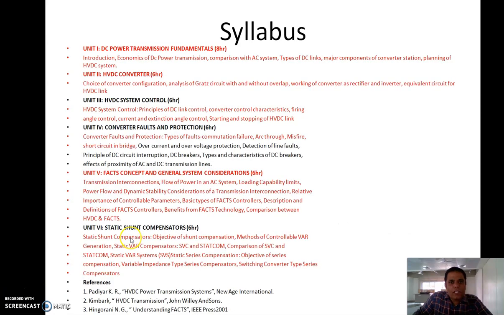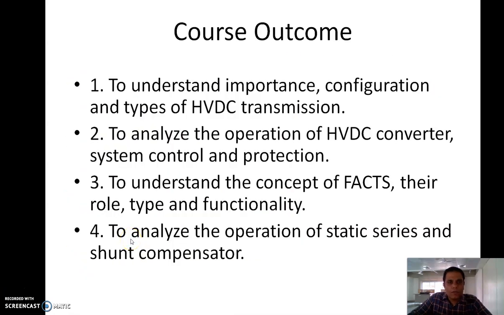So let me first of all take you through the course outcomes, what we expect at the end of this subject, what are your learning outcomes. At the end of learning this subject, the student should be able to understand importance, configuration and types of HVDC transmission. You should be able to analyze the operation of HVDC converter, system control and protection. To understand the concept of flexible AC transmission system, their role, type and functionality, and to analyze the operation of static series and shunt compensator.